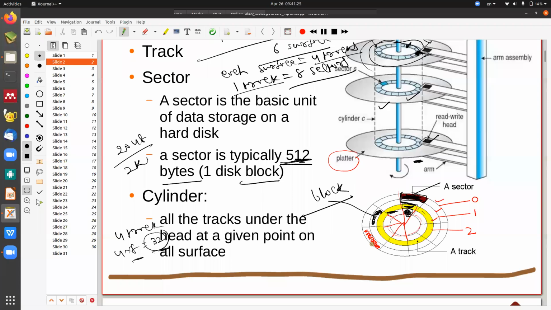Sir, I have a doubt: this entire pizza slice like intersection is called a sector, and is the full part a sector, or are the small bits sectors? No, this is one sector. And that yellow part is another sector. And each sector is also called a block. Did everyone understand this?